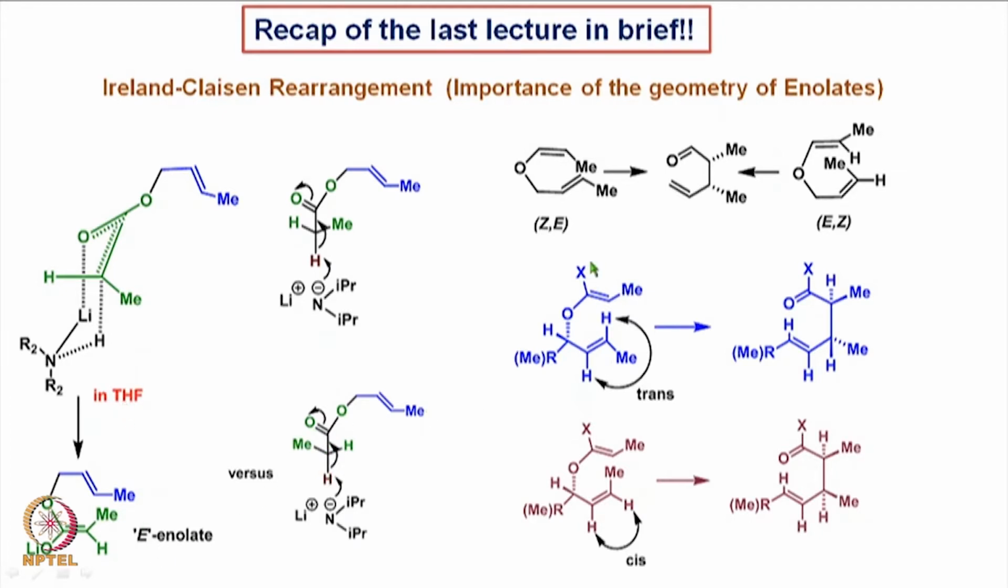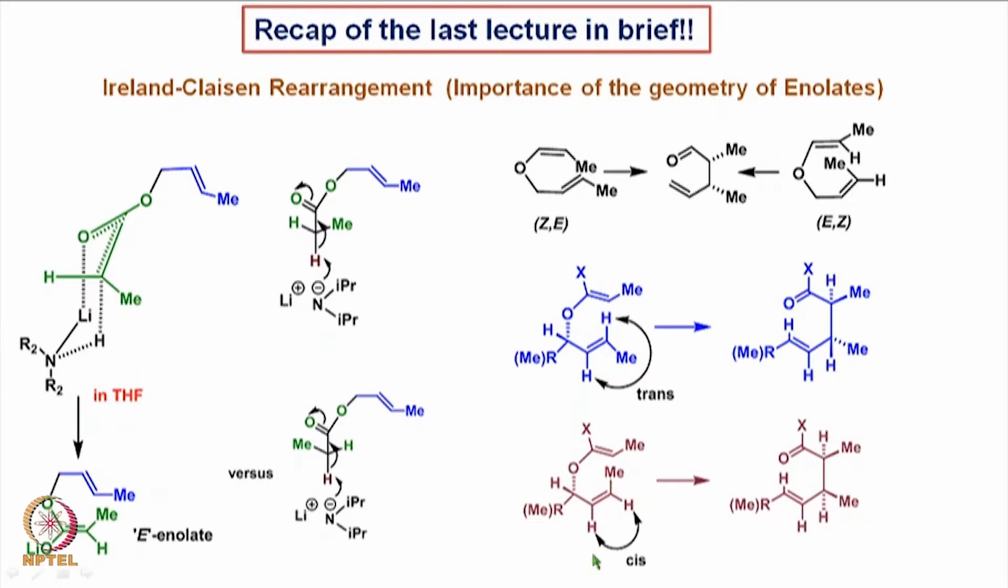Then we also looked at the Claisen rearrangement of these two types and some other types. For example, in this case, if the geometry of the double bonds are different from each other, that means this is Z and E and this is E and Z, they give the same product in which the relative stereochemistry remains the same. Now we also looked at two more examples in which the double bond geometry was changed.